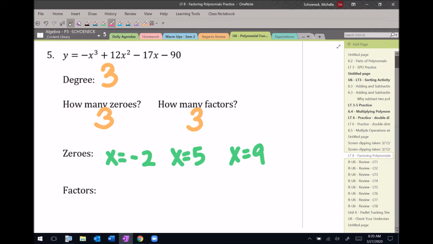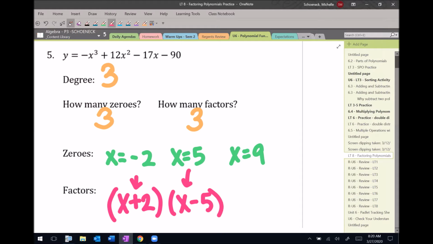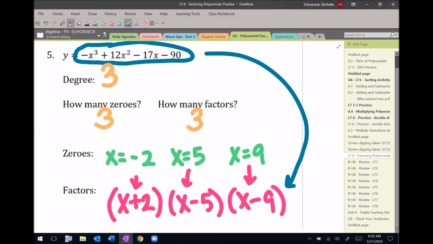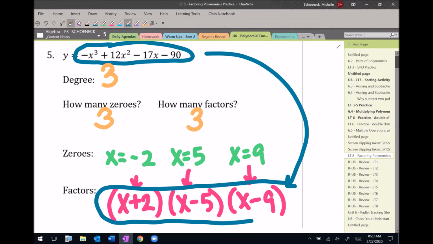Okay, so how that changes: that -2 becomes x plus 2. You drop out the equal sign and you put it inside parentheses. The +5 turns into a -5, and then the +9 turns into a -9. Again, drop the equal sign, put it inside parentheses. The whole point of doing this is to rewrite this polynomial into this factored form, and they're the exact same thing.